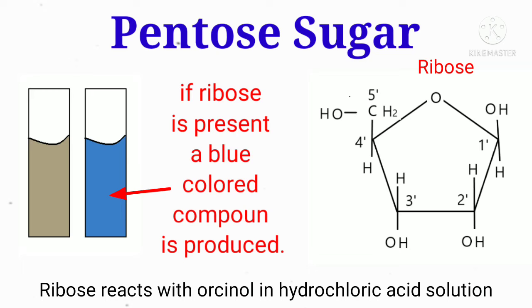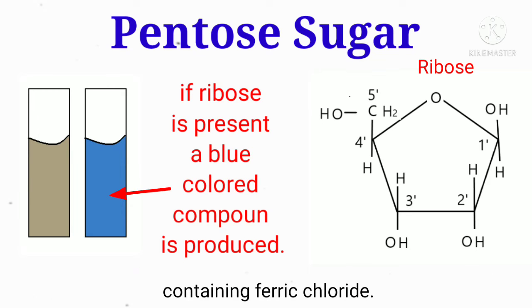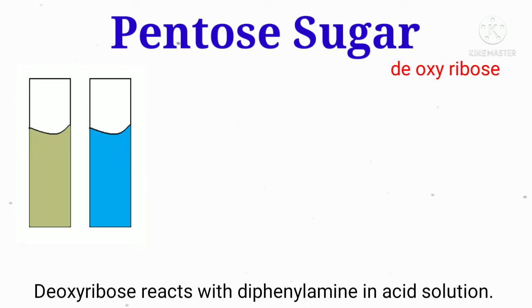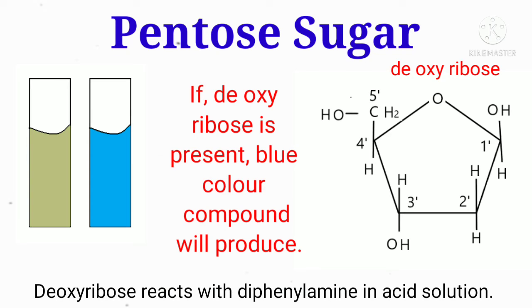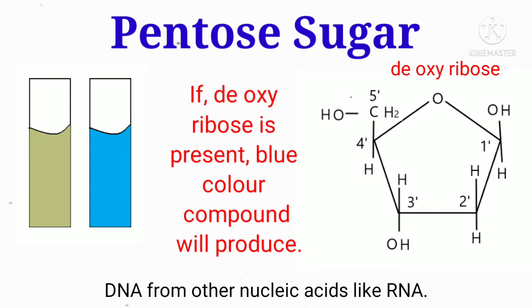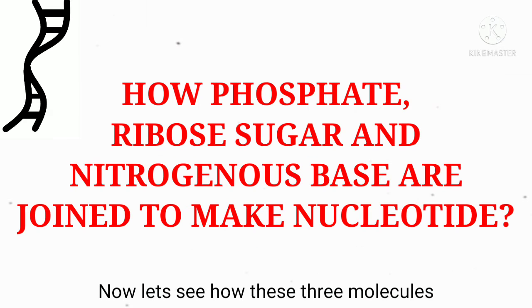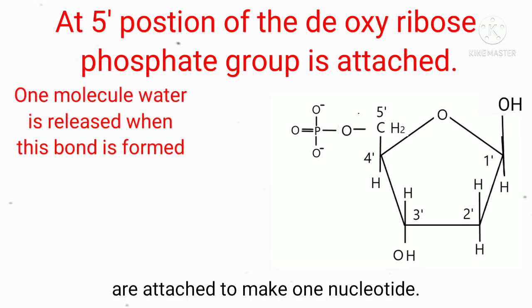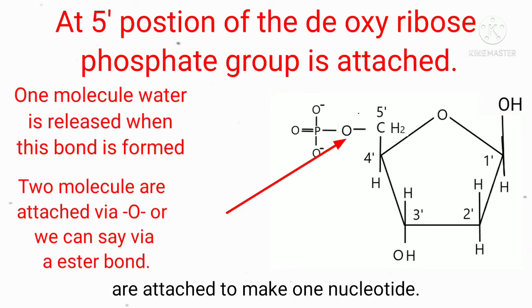Ribose reacts with orcinol in hydrochloric acid solution containing perchloride, and deoxyribose reacts with diphenylamine in acid solution. This color reaction also helps you to identify DNA from other nucleic acids like RNA. Now let's see how these 3 molecules are attached to make one nucleotide.